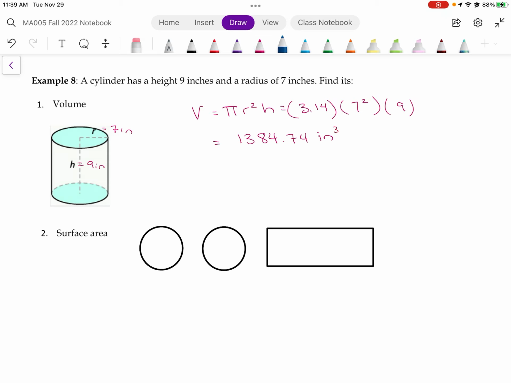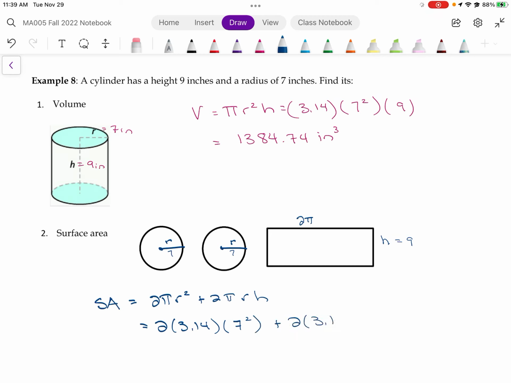All right, the surface area is going to be 2 pi r squared. So remember, again, this is r right here, and that's 7. And this is the h, which is 9. And this is 2 pi r. All right, so 2 pi r squared, plus 2 pi r h. Again, write down the formula before you begin so you don't mess it up. 2 times 3.14 times r squared, 7 squared, plus 2 times 3.14 times 7 times 9.